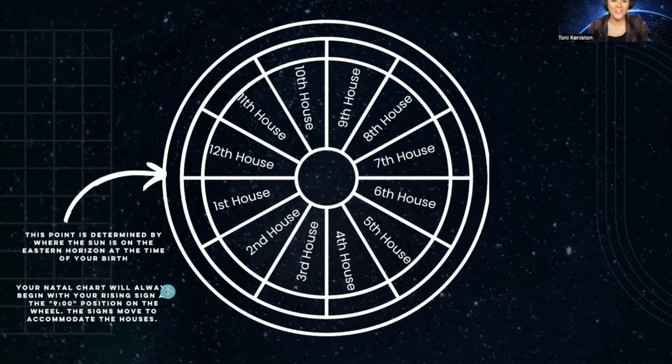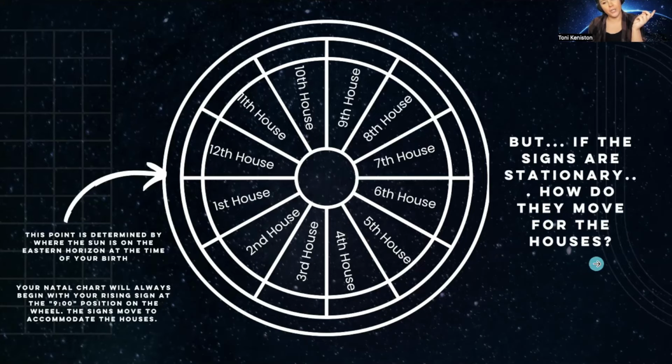Your natal chart will always begin with this rising sign, with this line at the 9 o'clock position on the wheel. The other signs rotate in order to accommodate the houses. It's hard to show because I have no way of animating it, but for me, Leo was originally over here in that first wheel I showed you. But for me, Leo is here because the wheel cranks to match it.